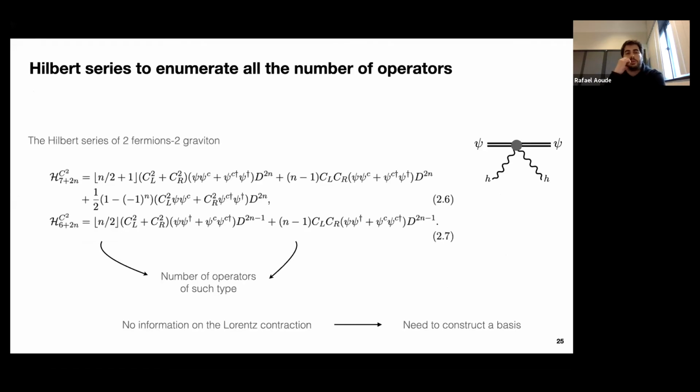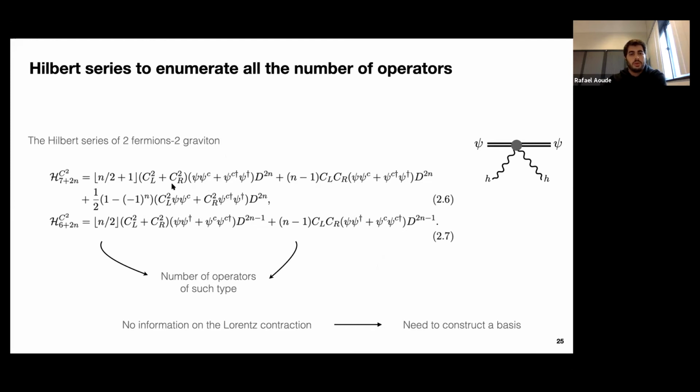So I won't go much on the Hilbert series. I just want to say that the Hilbert series takes as input the field content that you have in the contact term and the field representation of the fields, and then it spits out the number of group invariants that you have, given a number of derivatives. So we want to build the Hilbert series of two fermions and two gravitons. So this contact term here.